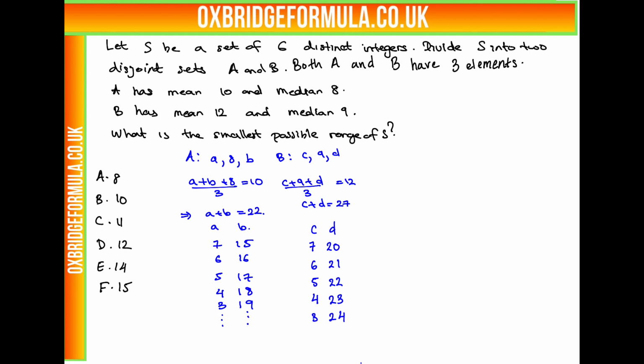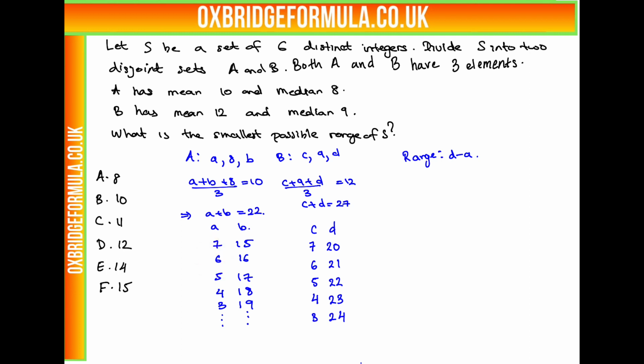So now we're trying to think about the smallest possible range of S. The range is just going to be d minus a, the largest element of B minus the smallest element of A. Given this is the range, we'll need to make this range as small as possible. That means we want a to be as big as possible and d to be as small as possible. So we want to take d from one of these values up here and a from one of these values.